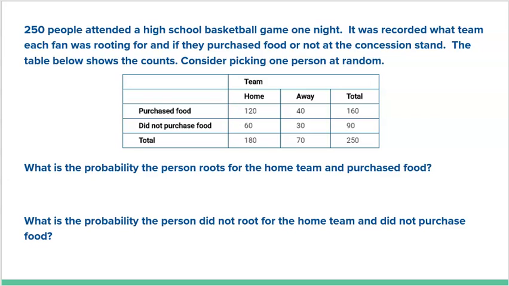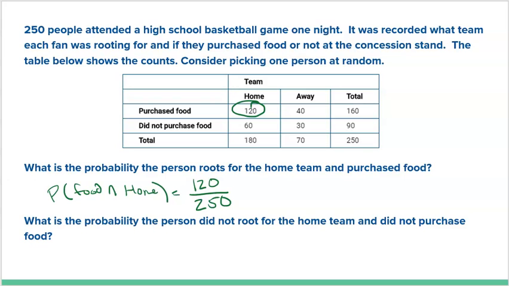All right. They want me to find the probability a person roots for the home team and purchases food. That would be 120 people. I mean, you don't have to do any work here. You just got to open your eyes. 120 out of 250 would be the probability that you purchase food and root for the home team. All right, pretty easy, guys. I mean, I really can't make this complicated.